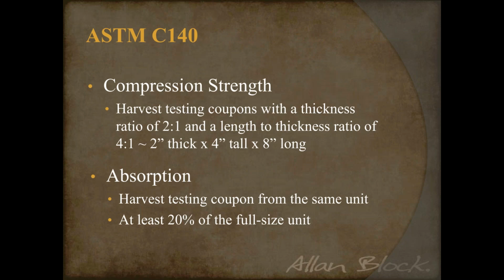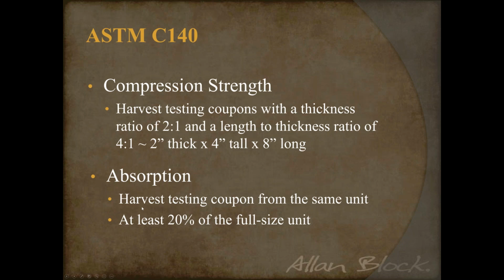Compression strength, the coupons that are taken, because we're going to take a piece of the block. We would not test the entire block. It would just take too large of a ram or testing ram to break that block. So the ASTM allows for a smaller coupon to be tested. And generally speaking, you're about 2 inches thick, 4 inches tall by 8 inches long, or you have to follow the ratio that they give for height to thickness.